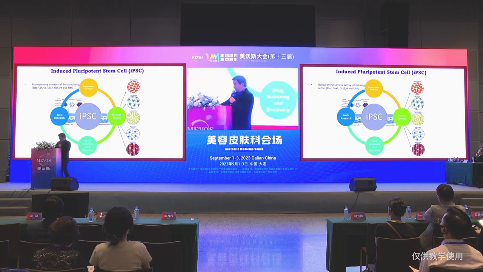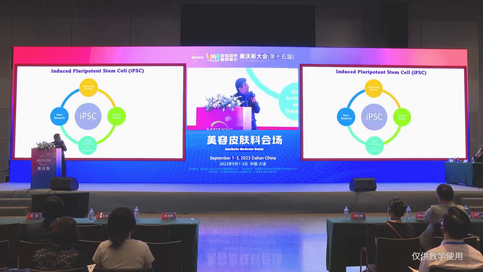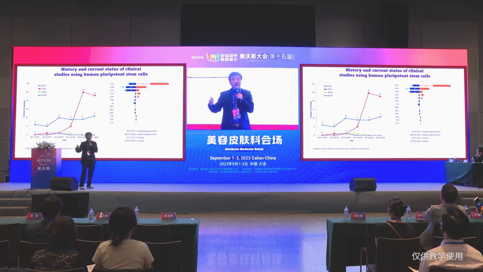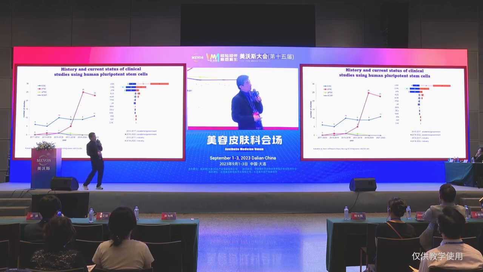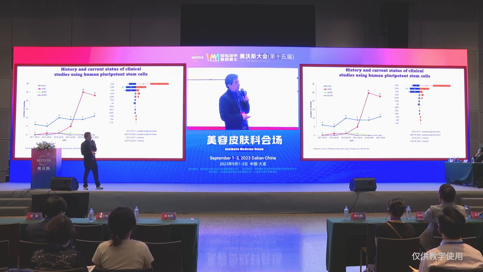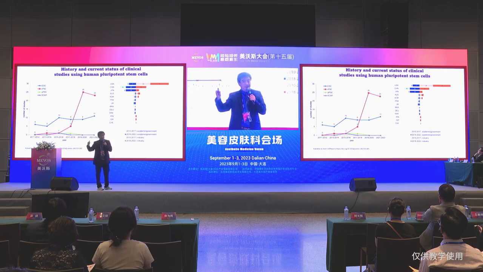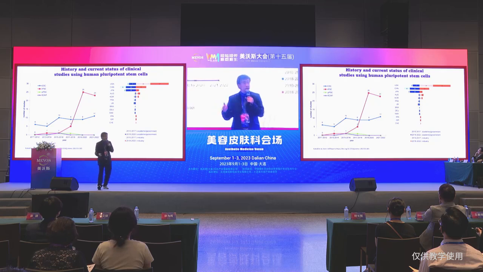So this is the current clinical trials using stem cells. This blue curve shows recent clinical trials using embryonic stem cells. Recently, trials using iPSC cells have had a spike, because iPSC cells face much less of the ethical issues.